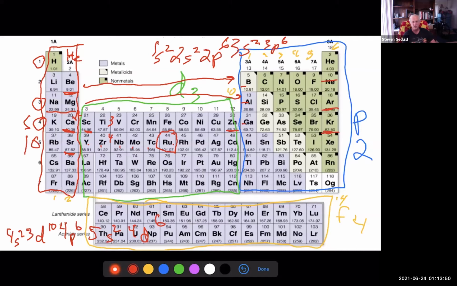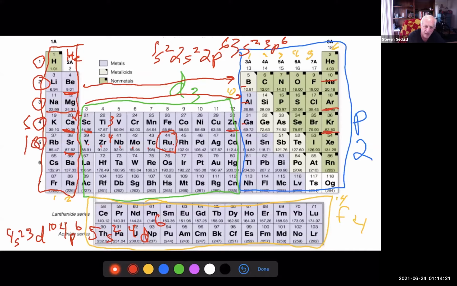It's 1S2, 2S2, 2P6, 3S2, 3P6, 4S2, 3D10, 4P6, 5S2, 4D6. So this number here, this energy level that we're seeing, gives you the number of the S and P orbitals in that row.